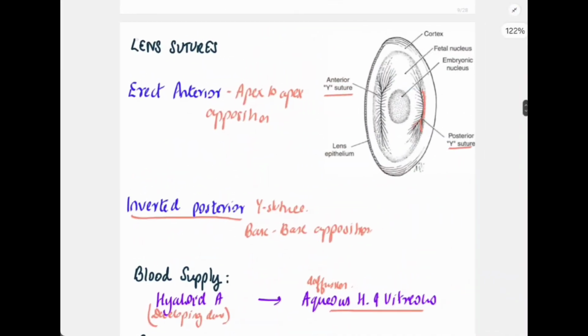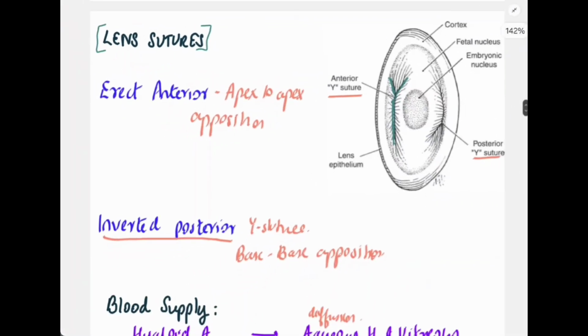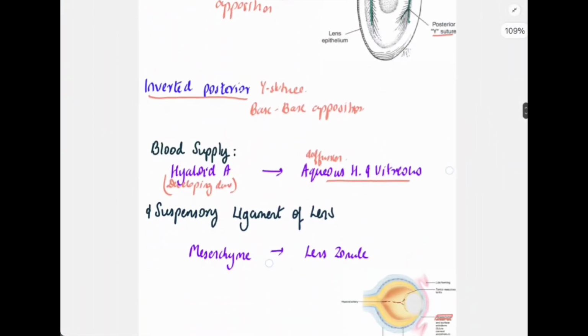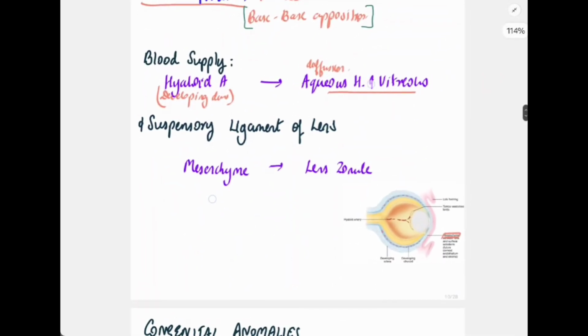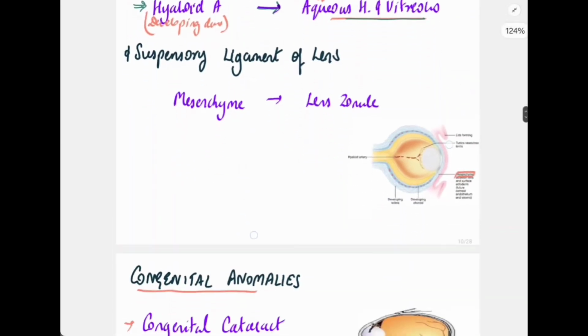Lens sutures. An erect anterior Y-shaped suture has apex-to-apex apposition of the corresponding lens fibers from the two opposite sides near the anterior pole. The inverted posterior Y-shaped suture has base-to-base apposition of the lens fibers near the posterior pole. Blood supply of the developing lens is by the hyaloid artery. Thereafter it depends on diffusion from aqueous humor and vitreous humor.